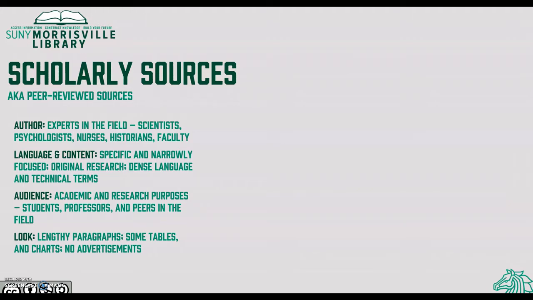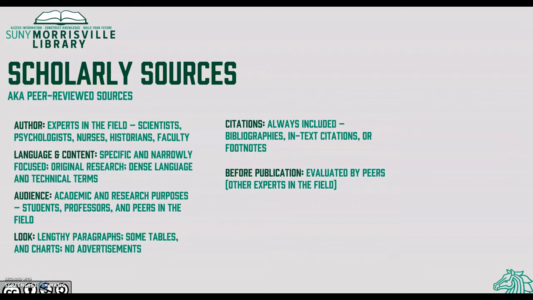The look of a scholarly article is not entertaining, and it is usually purely text with lengthy paragraphs. There is very little photography incorporated into the article and usually only accompanied by tables and charts. There are no advertisements weaved throughout the article design. Citations are always included, whether it be in the format of in-text citations, the end reference page or bibliography, or as footnotes. Before publication, these articles go through a lengthy editing process of being reviewed by peers in the field in order to validate the accuracy of the content.